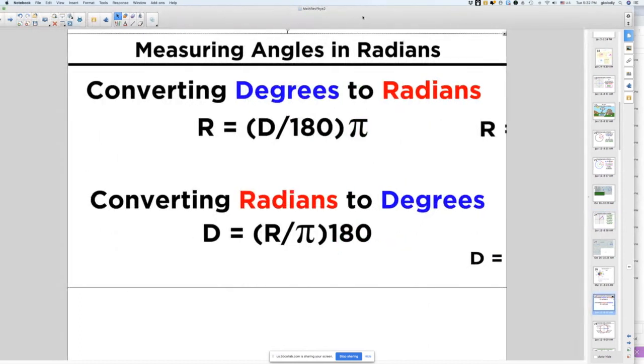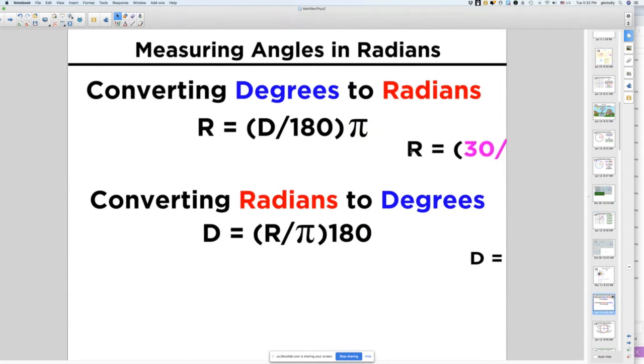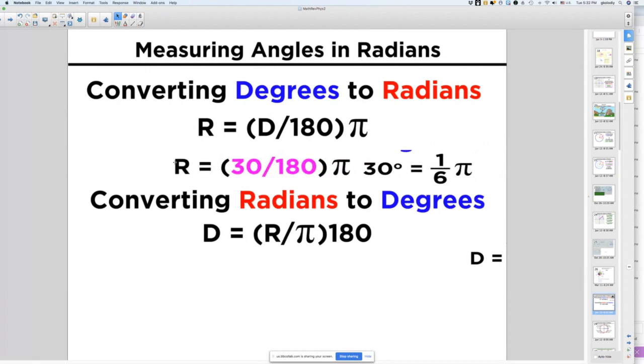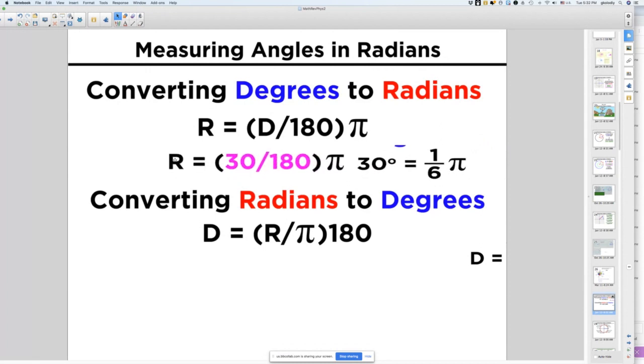So how do you convert between these two angles? Well, converting degrees to radians, this is the formula used. Let's say you want to convert 30 degrees to radians. How many radians would that be? This is a conversion. The degrees divided by 180 times pi. And if you do that, you'll find out that 30 degrees is 1/6 pi.